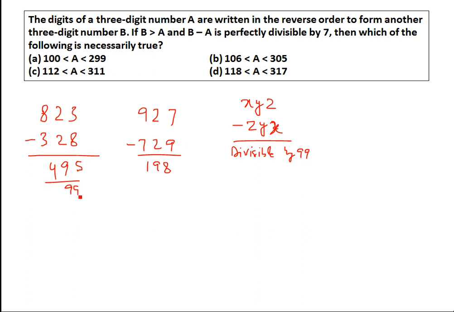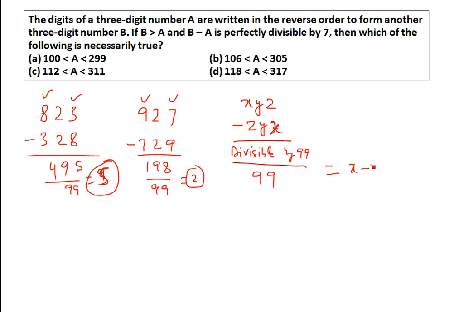And when we divide it by 99, we get 5 and we get 2. Then this 2 is the difference of 9 and 7, and this 5 is the difference of 8 and 3. Therefore, if we want to generalize this concept, it will be equal to x minus z. Then we can say that when we divide the result by 99, we will get the difference of the unit digit and the hundredth digit.